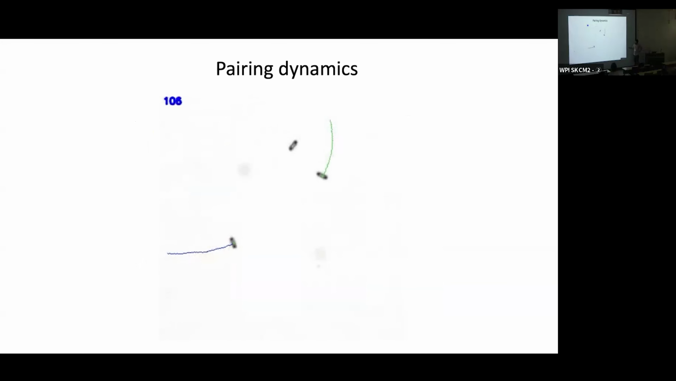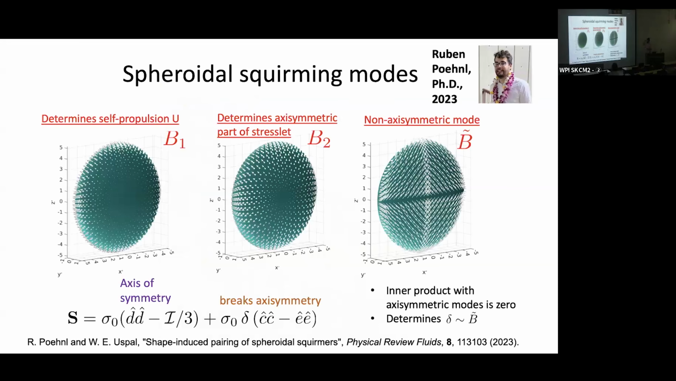You see these two guys are coming in slightly off register, and they rotate around each other. And as they rotate around each other, they slide into register, so there's no longer any offset. So that's the kind of thing we could get in our model. But our model was very, very complicated. So we wanted to look at this purely on the level of hydrodynamics.